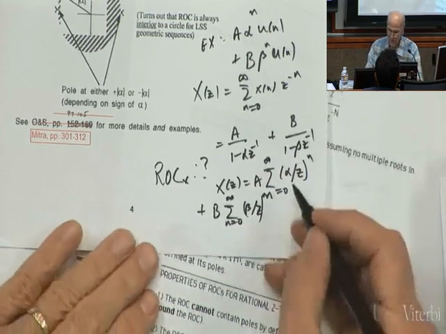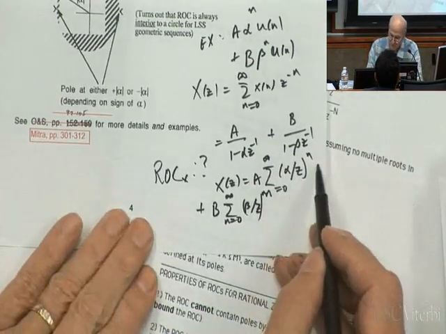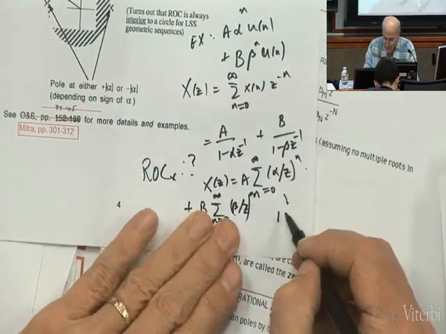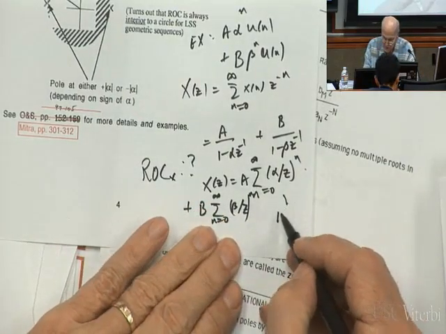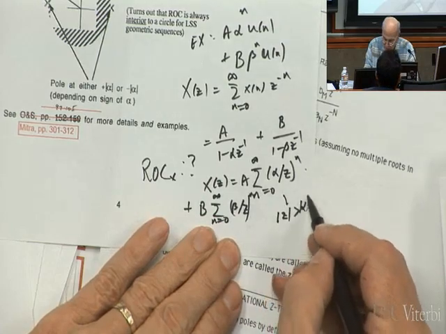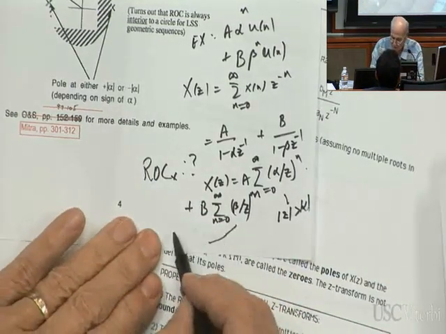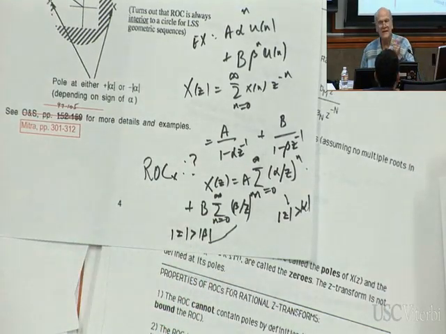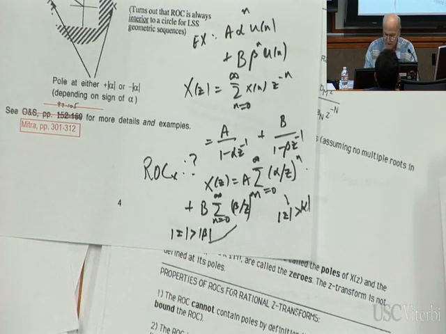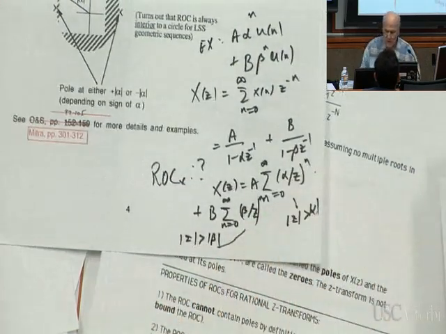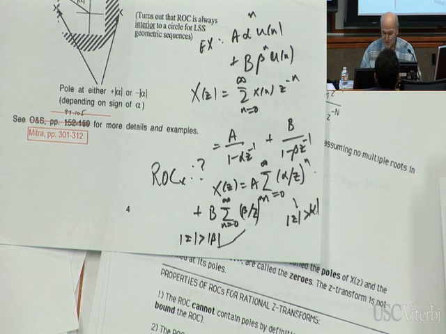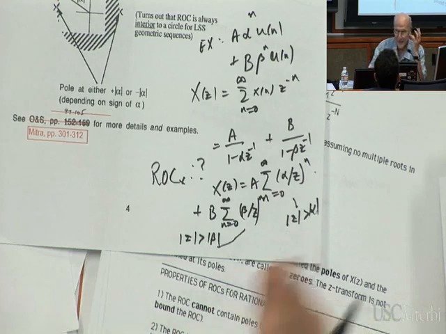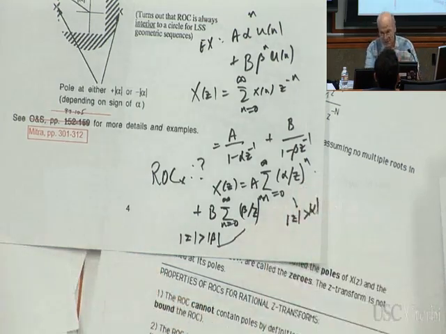So what would it be here for this case? For this sum to converge, we would want the magnitude of z greater than the magnitude of alpha. For the other sum to converge, we would need the magnitude of z greater than the magnitude of beta. So we know that. So pick one. The region of convergence would be this, or maybe it'd be that. Could be either one of these? No, it couldn't. It's only one. There's one region of convergence for any sequence. There's no ambiguity.